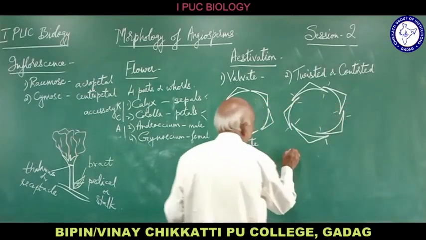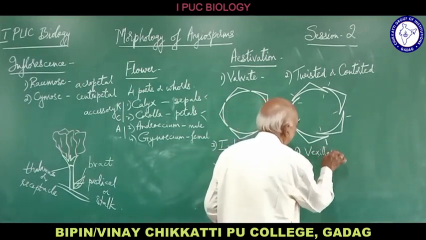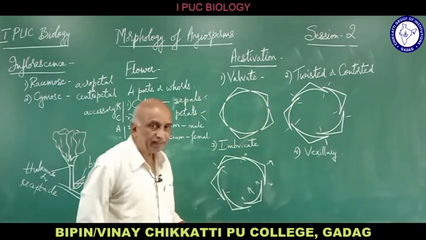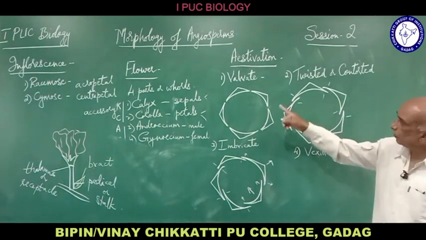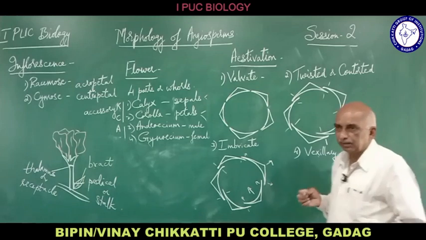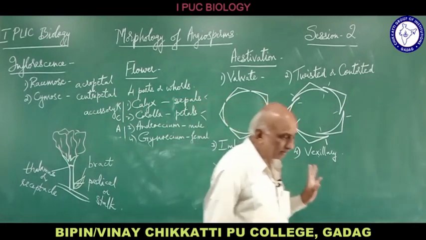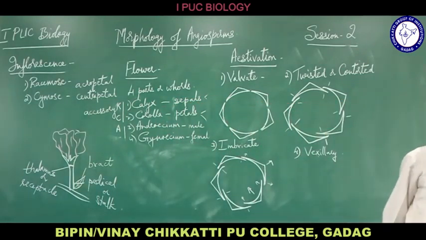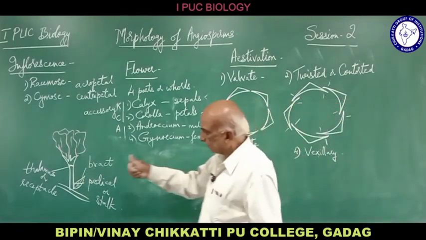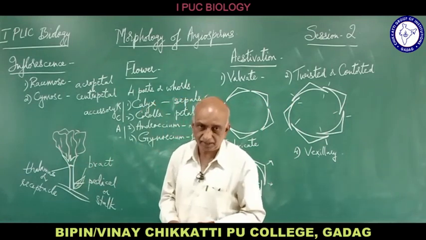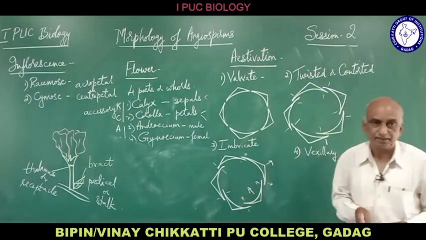There is one more, the 4th type of arrangement, called vexillary estivation. This vexillary estivation is quite different from these 3. In valvate, twisted and imbricate, one basic pattern is that all the petals or sepals present in the calyx and corolla are of uniform size. For example, valvate estivation is present in the hibiscus calyx, isn't it? This calyx has sepals of uniform size.